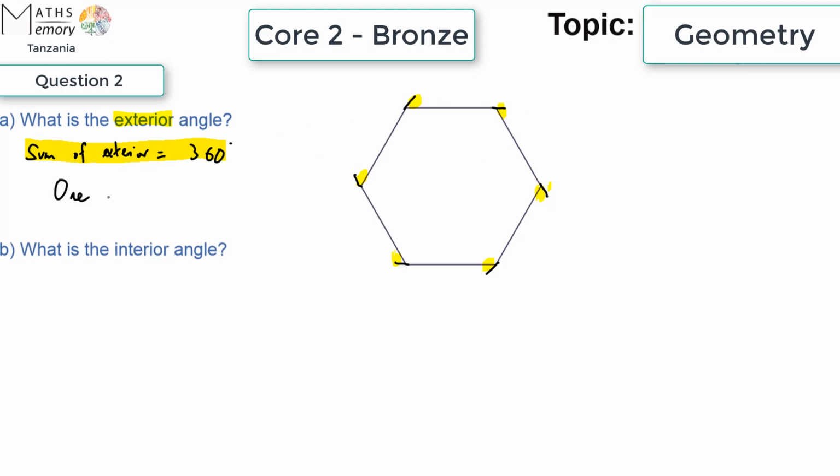Therefore, one exterior angle has to be, common sense wise, 360 divided by how many sides? We have 6 in this case. It's got to be 60. So make sure you understand that. It's quite self-explanatory. In fact, we prefer always to work out the exterior angle first. Even if they give you an interior angle, you'll see why in a second. The exterior angle always comes first.